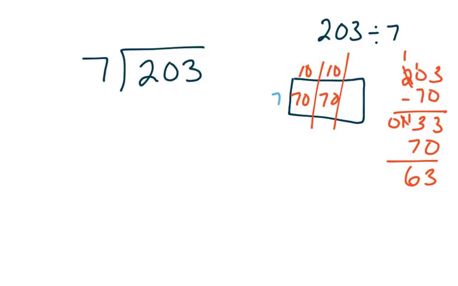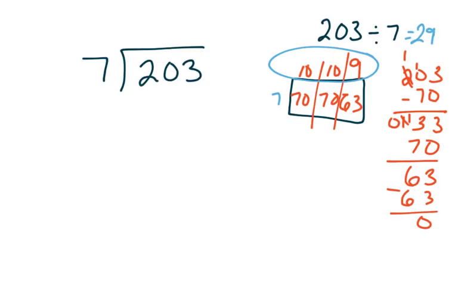7 times what gets me 63? 7 times 9, so I'm going to put my 9 up here, and I have 63, and I'm going to subtract, and I'm left with 0. To find my quotient, I would add all of my partial quotients up, and I'd get 29.